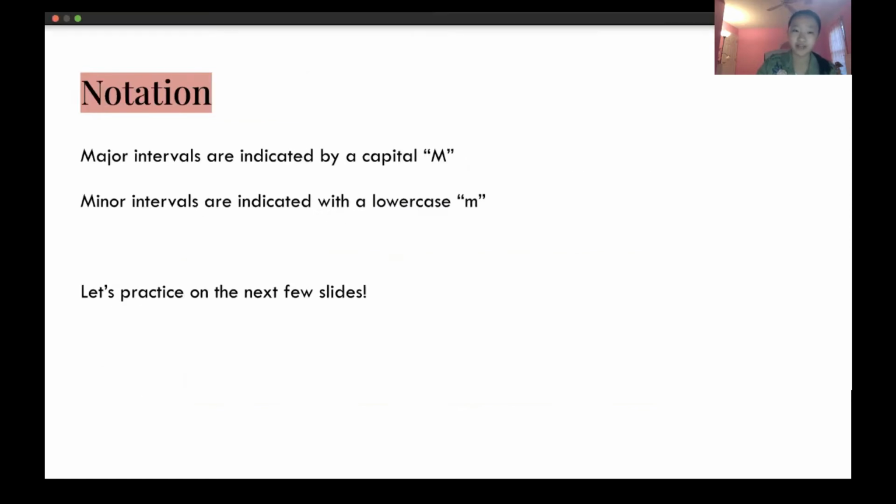Oh, well, first notation. So on the test, they're probably going to make you write the intervals with interval notation. So basically major intervals, you write it with a capital M, and then minor with a lowercase m. So if you had a major sixth, you would write a capital M and then the number 6. If you had a minor sixth, it would be lowercase m and then 6. Okay, so let's practice that.